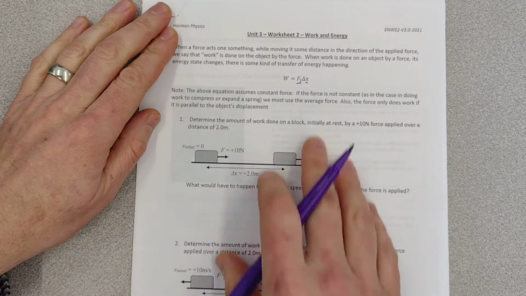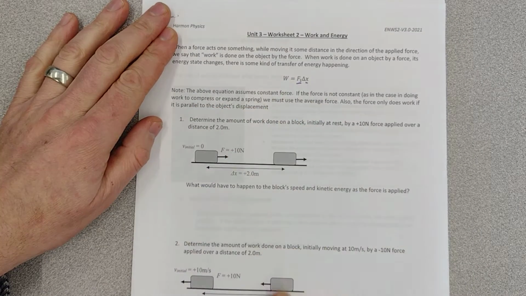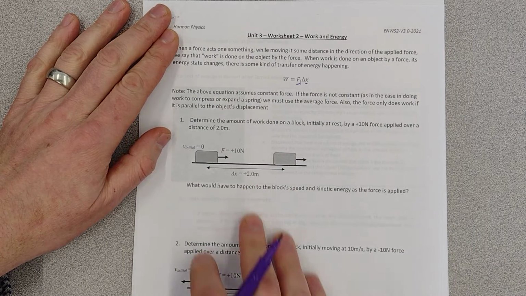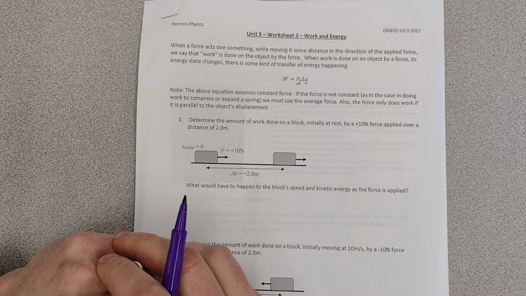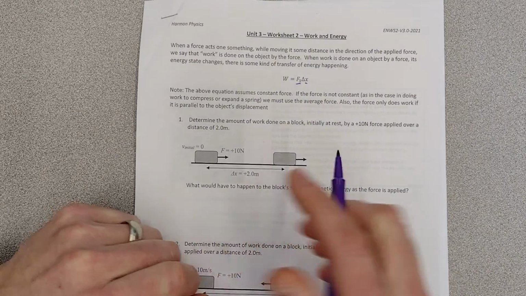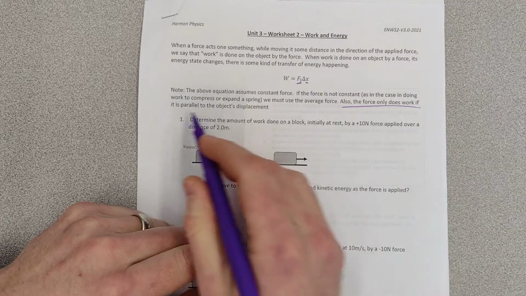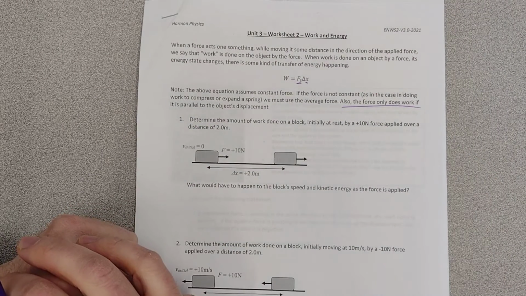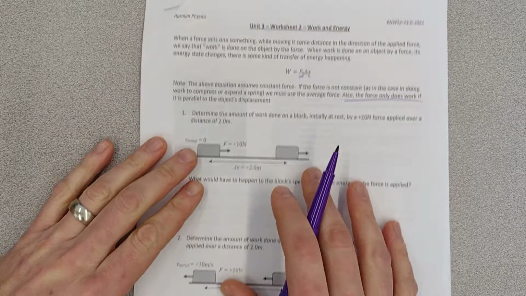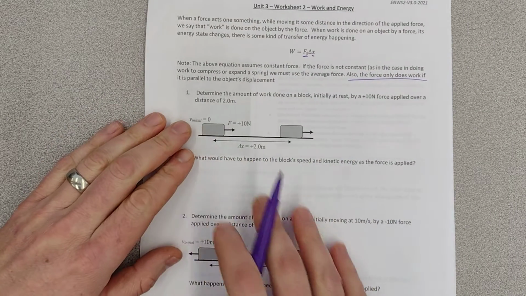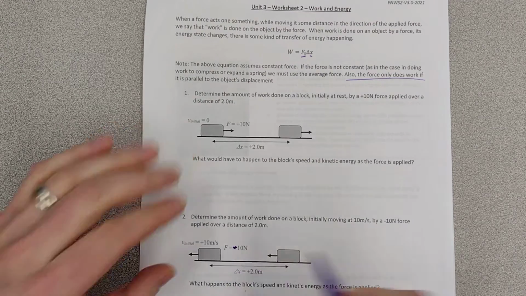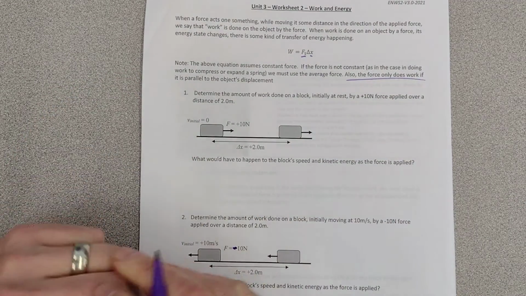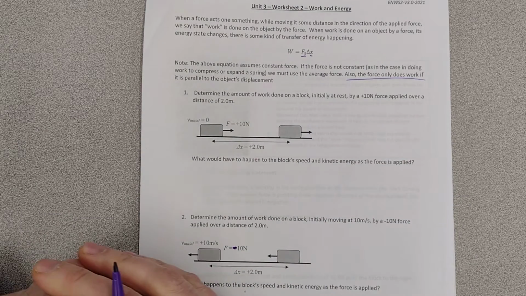So in all of these problems, we're going to assume a constant force, or an average force if we don't know exactly if it's constant or not. Also, technically speaking, the force only does work if it's parallel to the object's displacement. So these problems, I need to restructure them a little bit. I have a mistake here. This should be -10. I need to fix the original master file there, but we'll go with it as I gave it to you here.